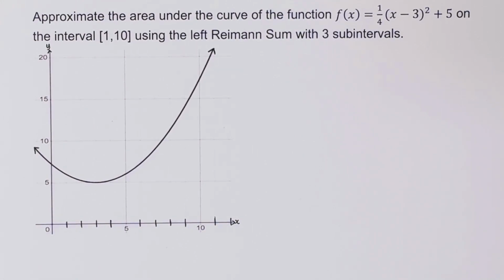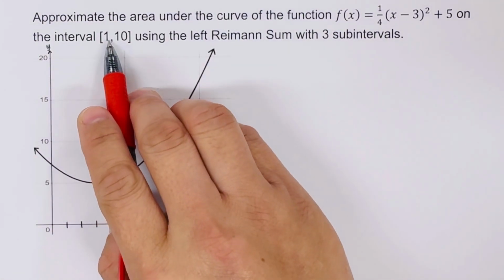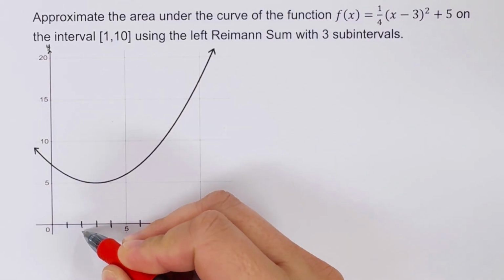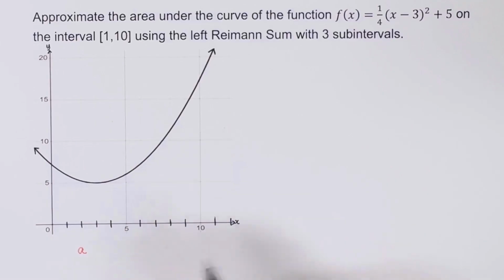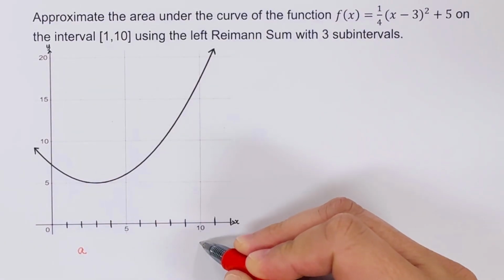So what we are going to do first is to label the interval that we want. Here it says that it starts at 1, so I'm going to say that this is our 1 right here. I will label this as A. And it goes all the way to 10, and I will label this as B.